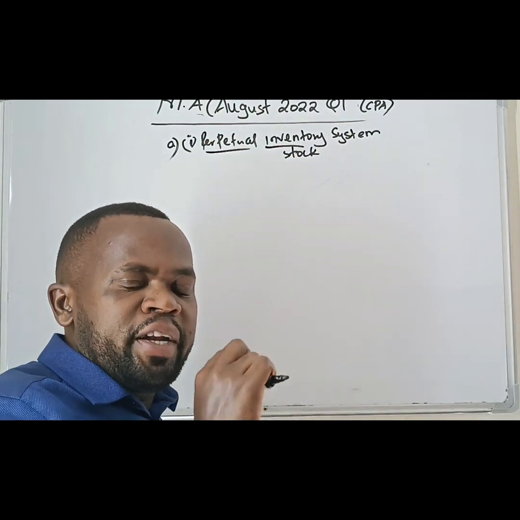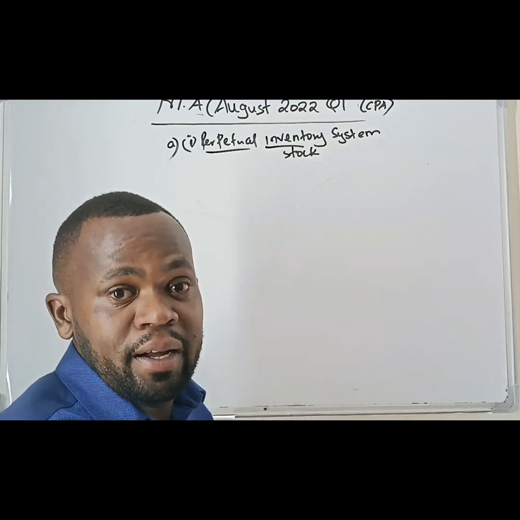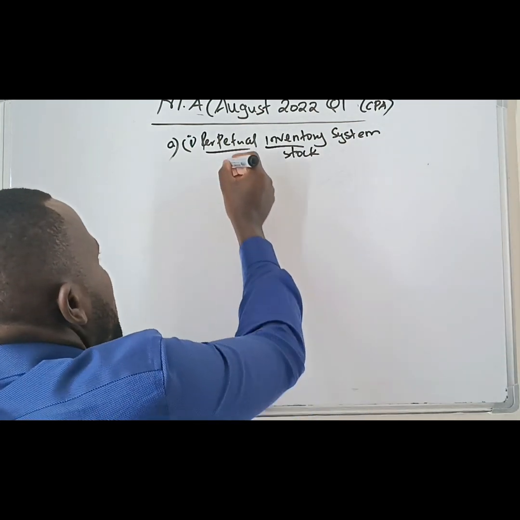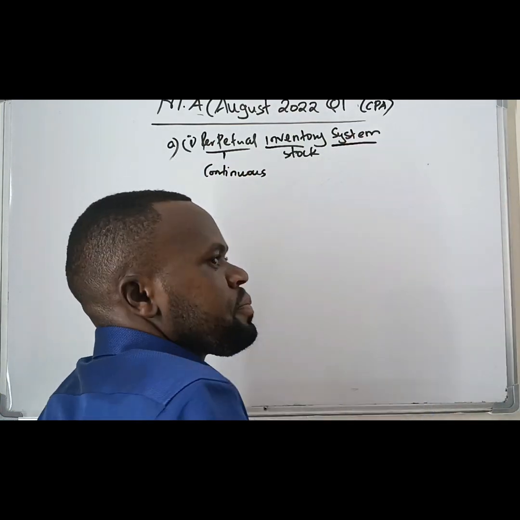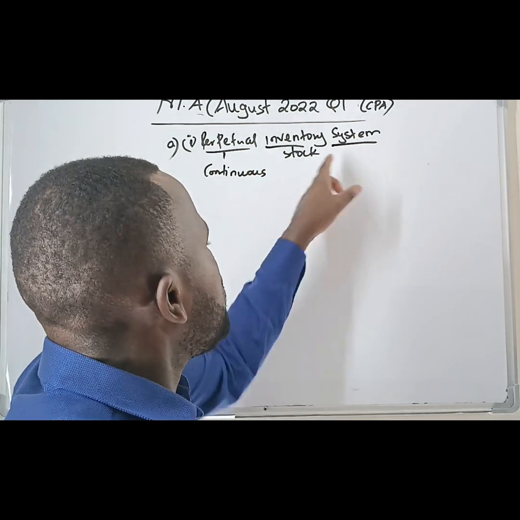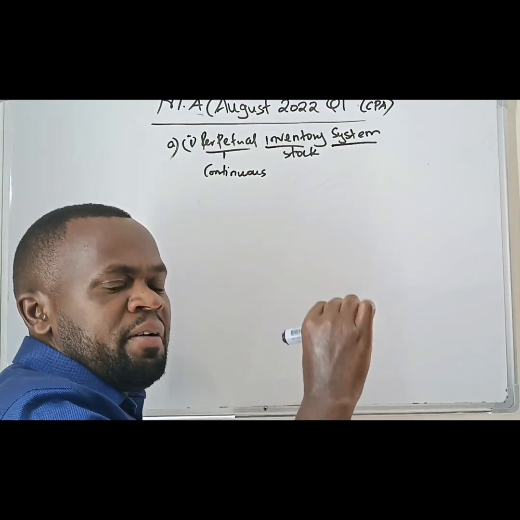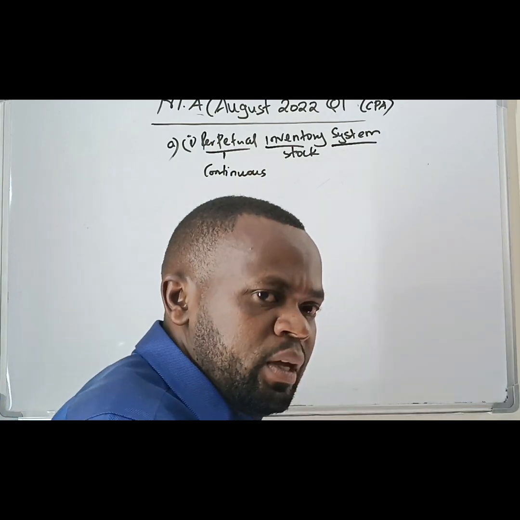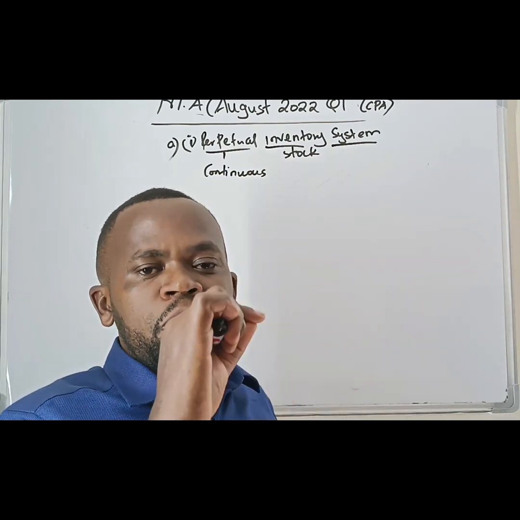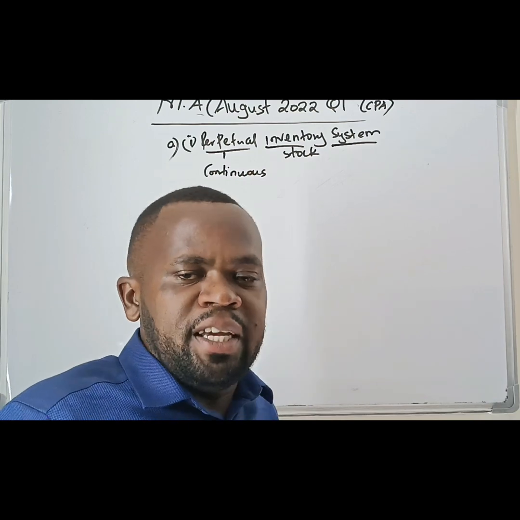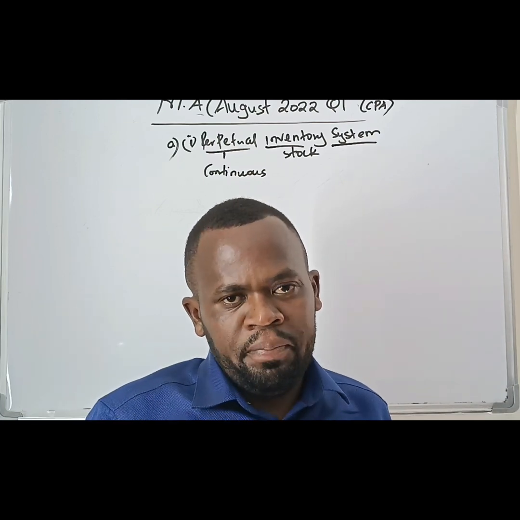Sometimes if you understand the terms, it becomes easy for you, even if you don't have a clear meaning. But I want to help somebody who wants to pass the exam. Perpetual means continuous. Then this is system. So it is a continuous stock-taking system. In simple terms, this is a stock valuation system where inventory is recorded immediately it is received in the store or immediately it leaves or is issued from the store.